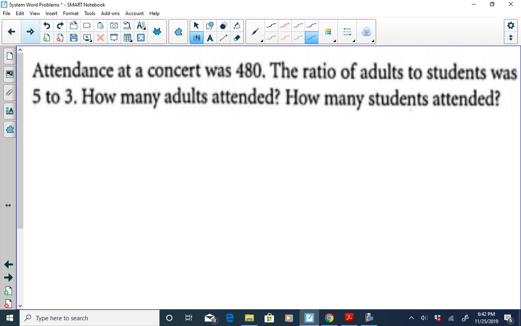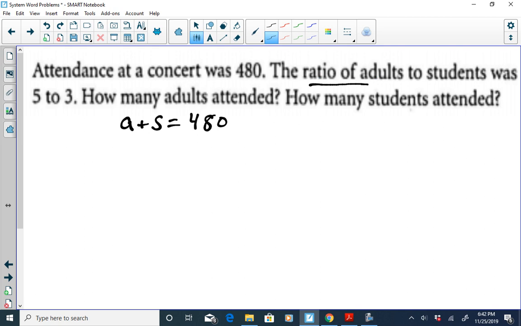Right, we have attendance at a concert was 480. The ratio of adults to students was 5:3. How many adults attended? How many students attended? All right, well, the first equation is rather simple, right? Because we have adults and students total 480, right? So that's rather simple. But the second equation is a little tougher, and we have to write it carefully.